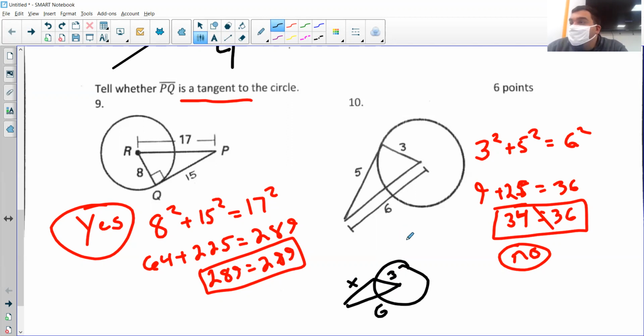It's only for sure a tangent if one has a right triangle in it. Right angle, right angle. And this is not a right angle because it's not a right triangle.